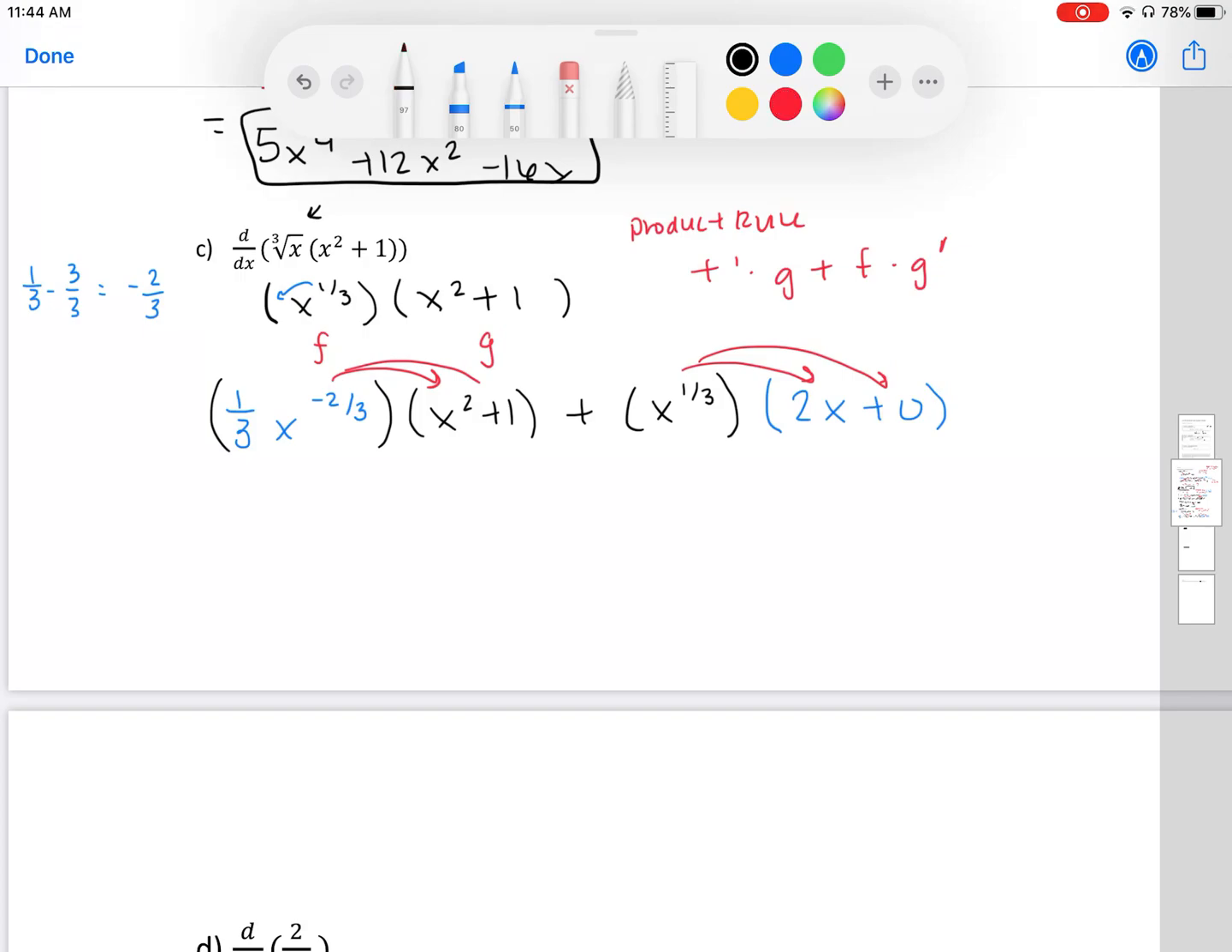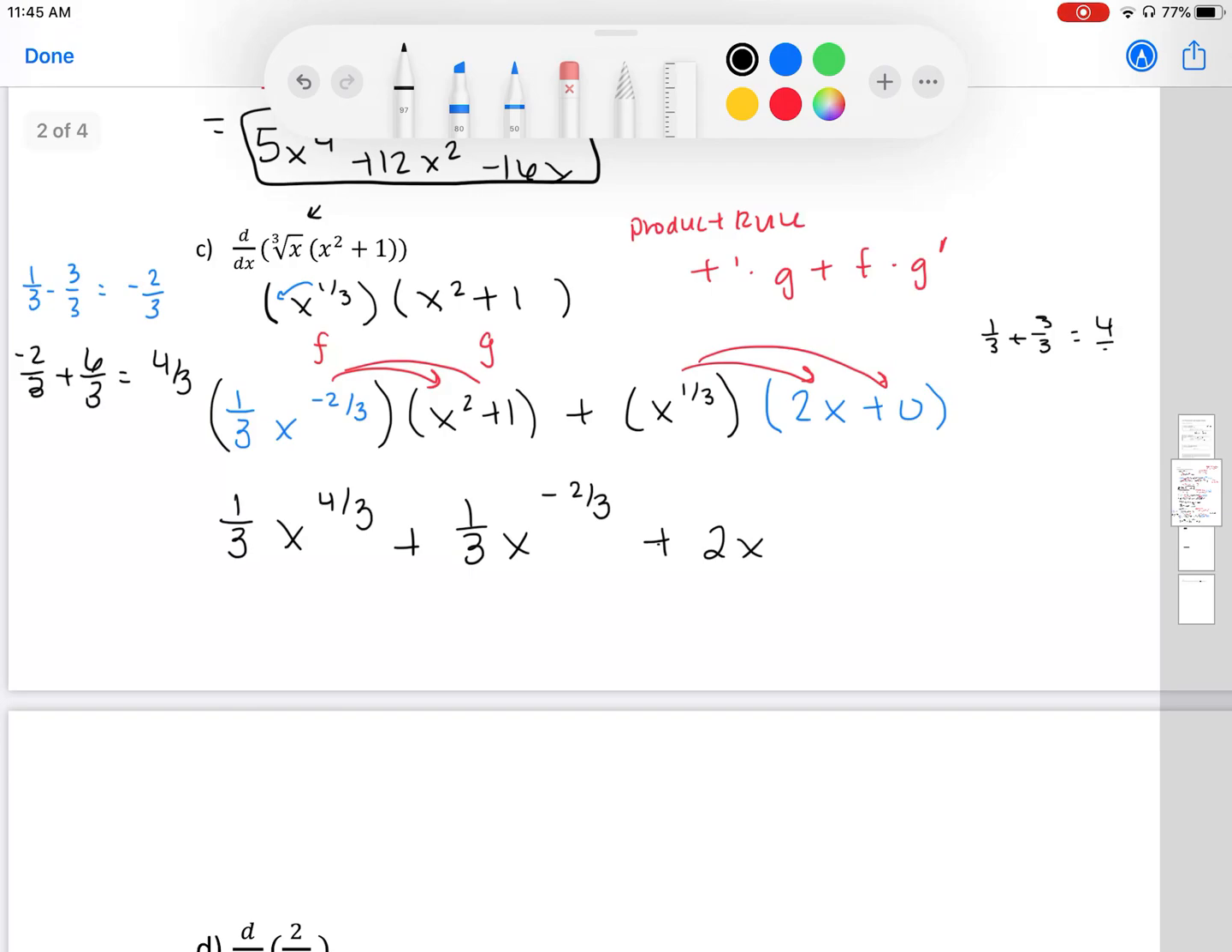So that we have 1/3. Now we add that negative 2 over 3 and 2. So negative 2 over 3 plus 2. We need a common denominator, so that would be 6 over 3. That would give us 4 over 3. x to the 4 over 3 plus 1/3 x to the negative 2 over 3 plus 2x. Well, we have to add 1/3 plus 1, which is 3 over 3, so 4 over 3. And then times 0, that's nothing.